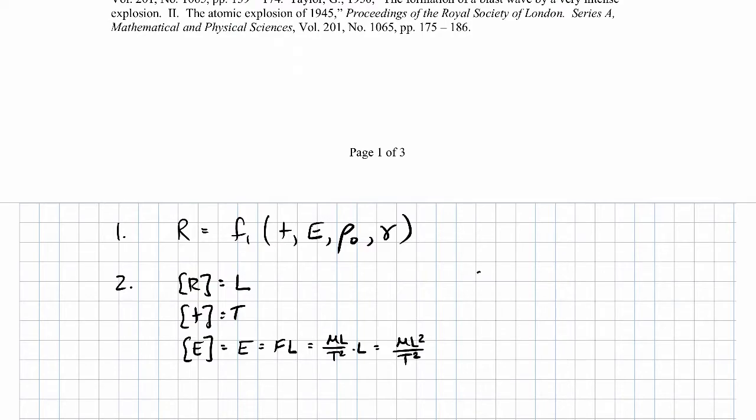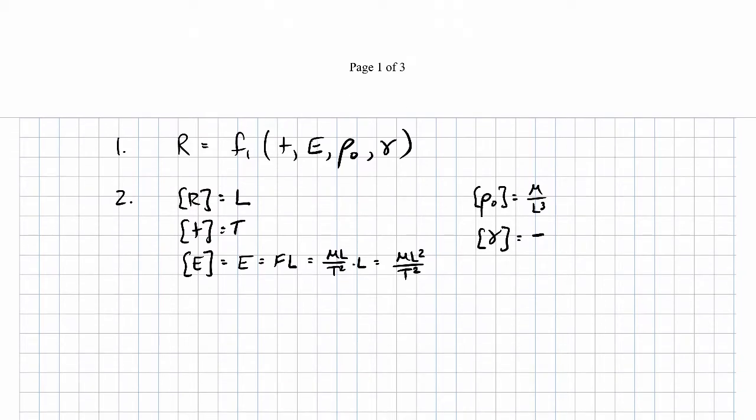The density of air, or of the atmosphere, is just mass over length cubed, and specific heat ratio is actually dimensionless. The specific heat ratio for air, for example, is 1.4. It's just a number. All right, then we figure out our number of pi terms from the Buckingham pi theorem. That's just our number of variables minus the number of reference dimensions used to describe those variables.